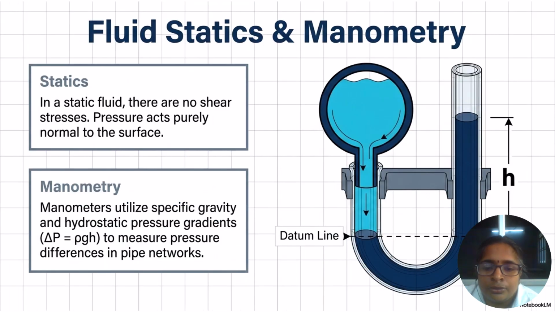0. The next one is fluid statics and manometry. In a static fluid, there are no shear stresses and the pressure acts purely normal to the surface. Manometers utilize specific gravity and hydrostatic pressure gradients to measure pressure differences in pipe networks. That is, delta P is equal to rho g h, where rho is the density of the mercury, g is the gravity, and h is the height of the manometric fluid, that is mercury, from the datum line.